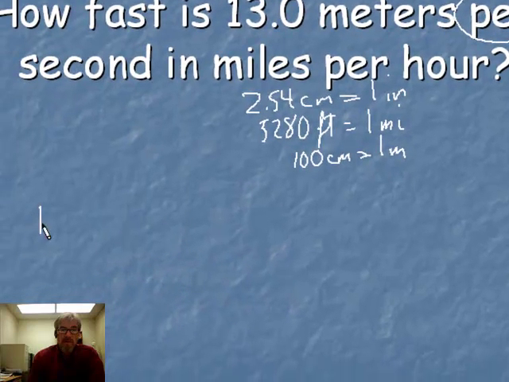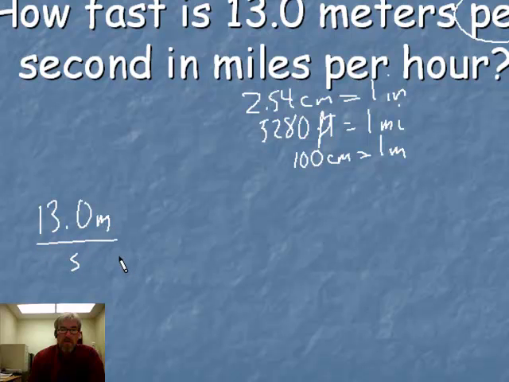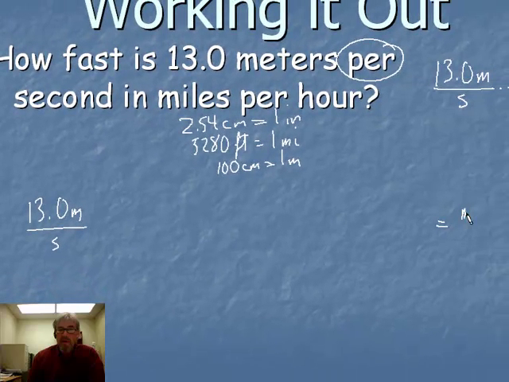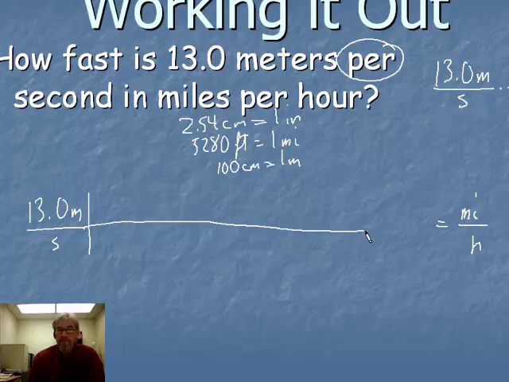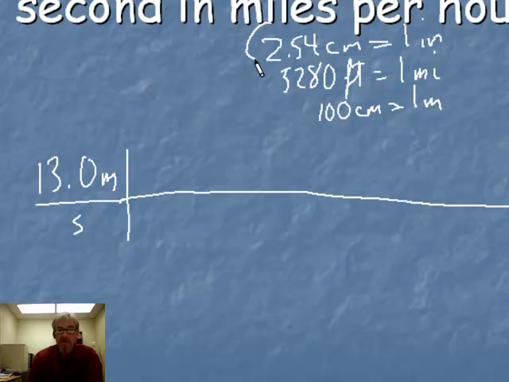My starting point is 13.0 meters over seconds. My target unit, somewhere over here, I want to end up with miles over hours. How am I going to get there? Well, miles is in the English unit system, and the only factor I have here that will help me with that is 2.54 centimeters is 1 inch. So I want to take this meter unit and change it into centimeters. That's pretty easy to do because we know there are 100 centimeters in 1 meter. So the meter part cancels out with only this factor.